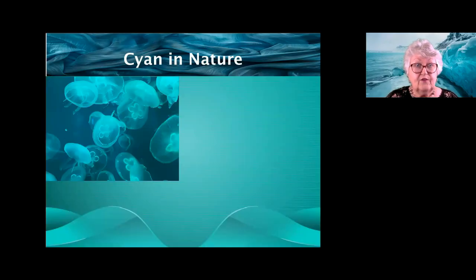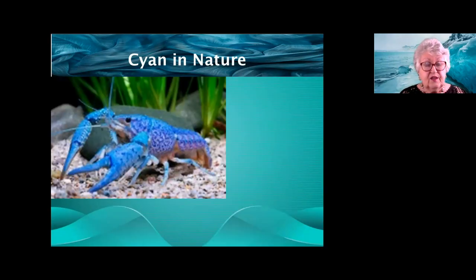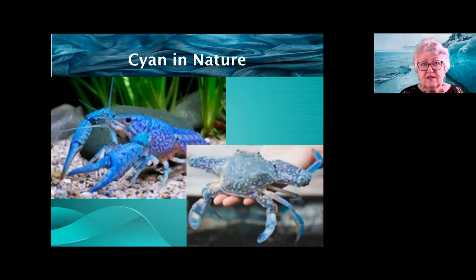Aquatically, we have jellyfish and also the demoiselle, a fish that is commonly seen in home aquariums. Additionally, in aquatic circles, we have the aquarium crayfish, a cyan-coloured crayfish that is specifically bred for the purpose. As well as this, there is the blue swimmer crab. This is found in nature and is quite a tasty morsel if you happen to like eating crab meat.